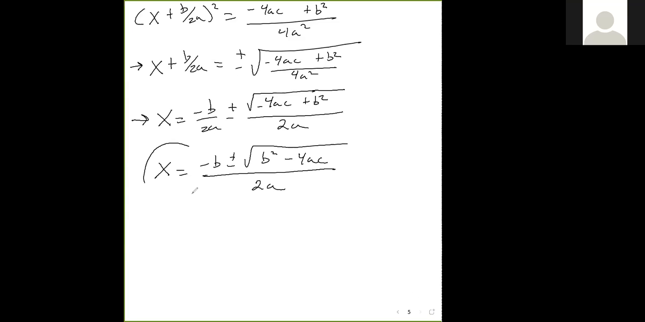And right there is our quadratic formula. So we can use this to solve any problem that we may need. You may now use this quadratic formula for the problems we previously did with completing the square.